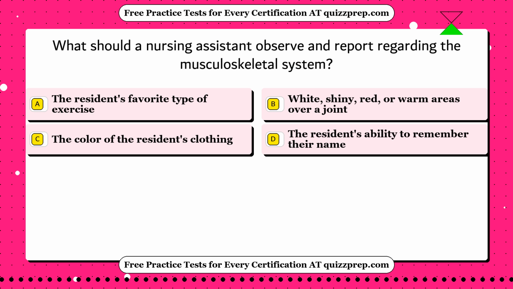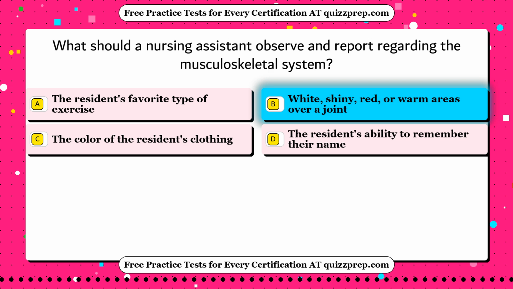Question 91. What should a nursing assistant observe and report regarding the musculoskeletal system? Option A, the resident's favorite type of exercise. Option B, white, shiny, red, or warm areas over a joint. Option C, the color of the resident's clothing. Option D, the resident's ability to remember their name.